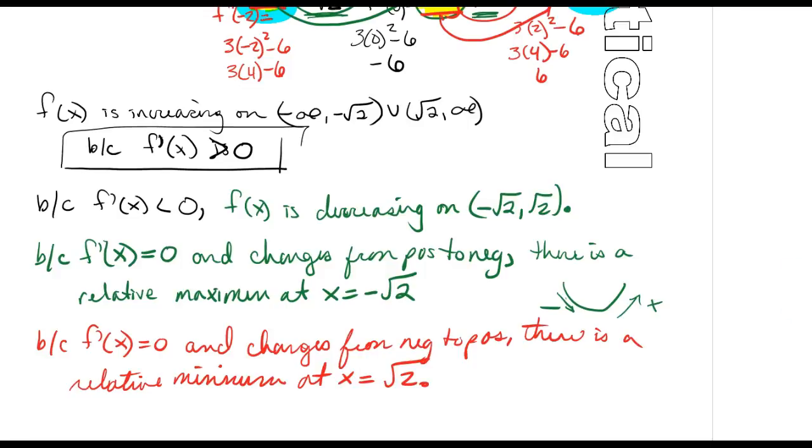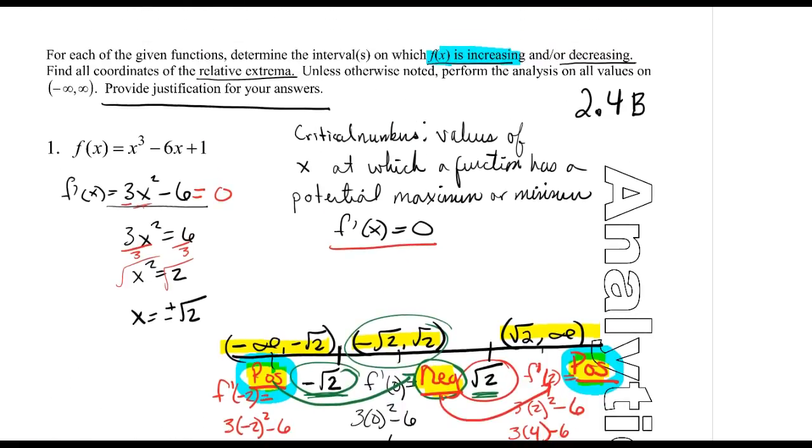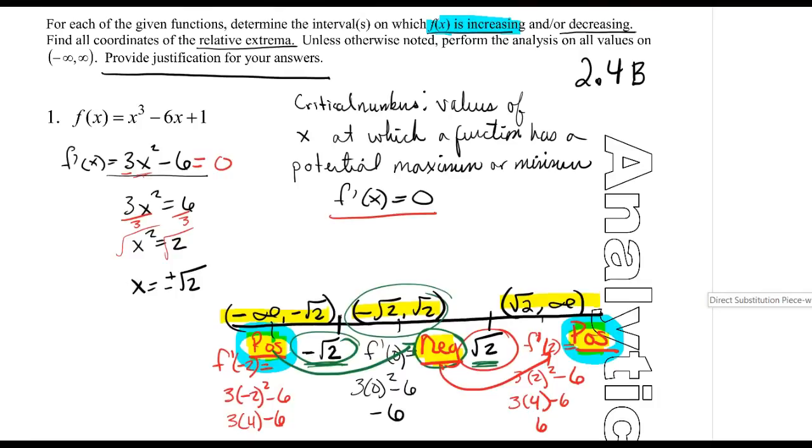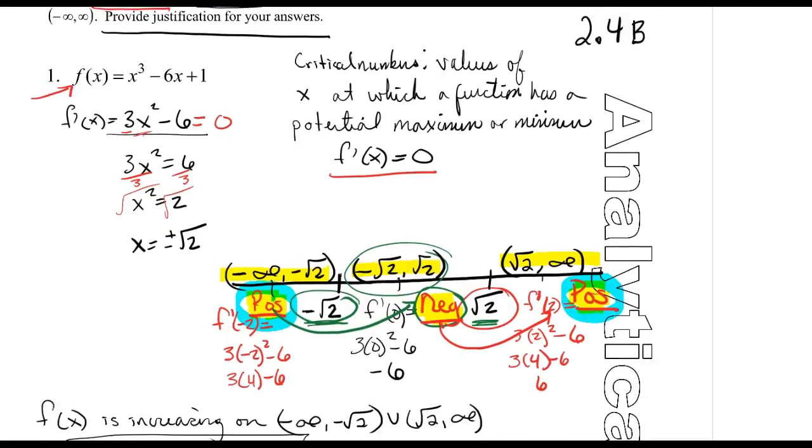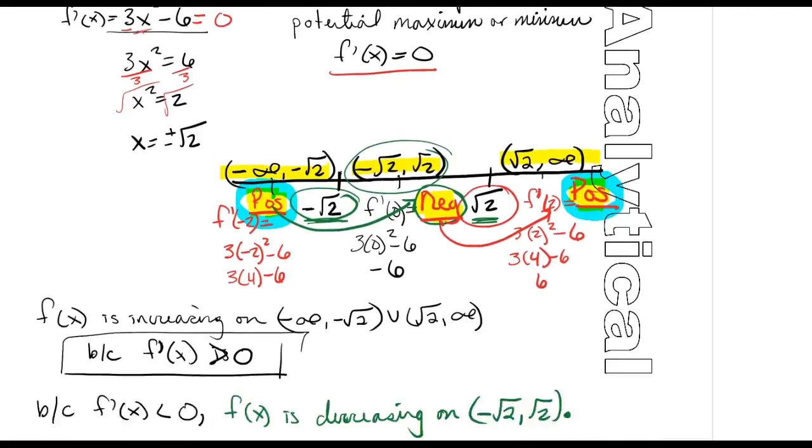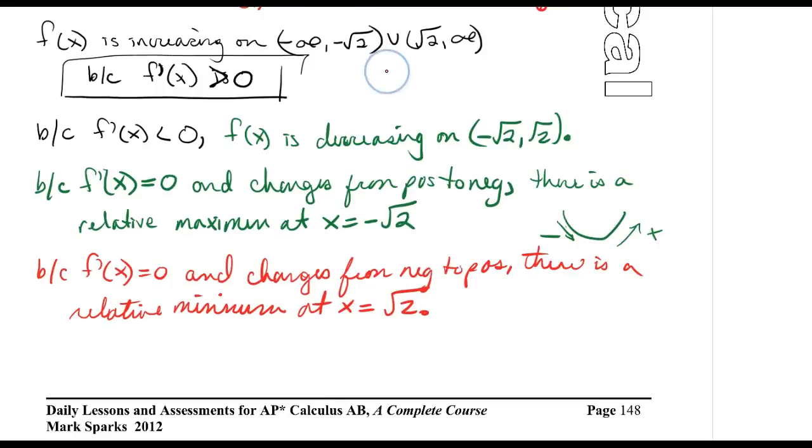Now, if we look back at the instructions, it doesn't ask us just to state where the extrema are, they ask us to find the coordinates, which means we're going to need to go back to the original function in order to find our y values for those x values. I'm going to copy that down, x cubed minus 6x plus 1. So to find the coordinates for each of these, I just need to plug those radicals into my function.